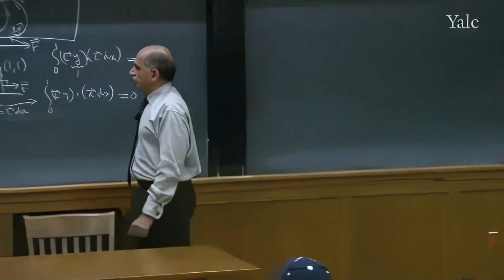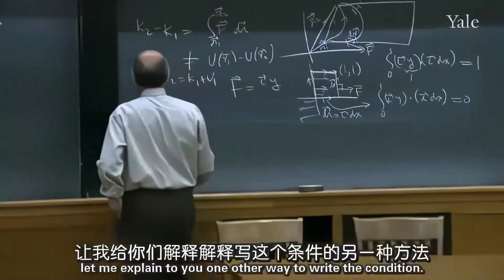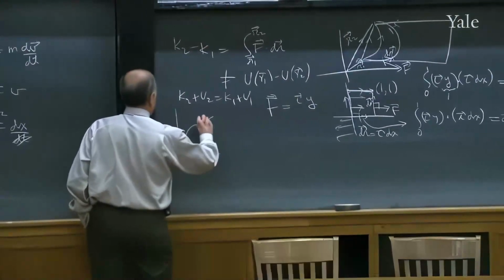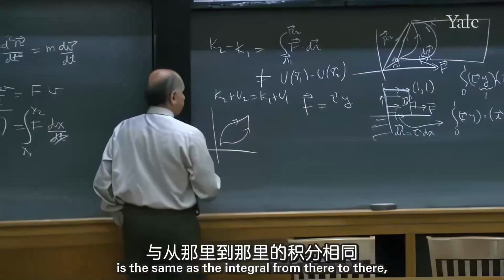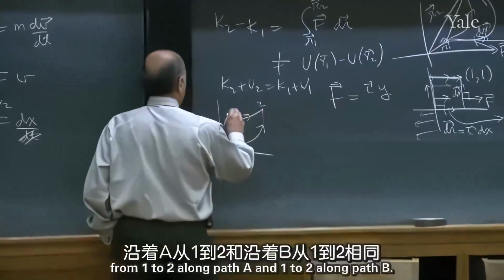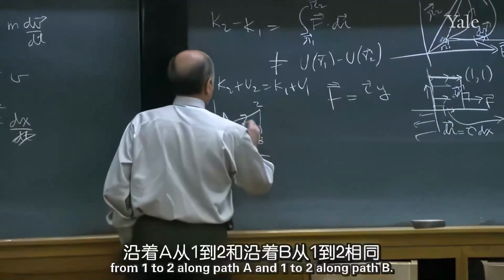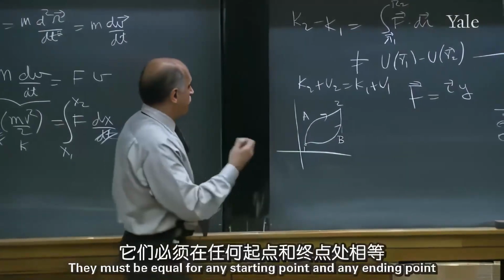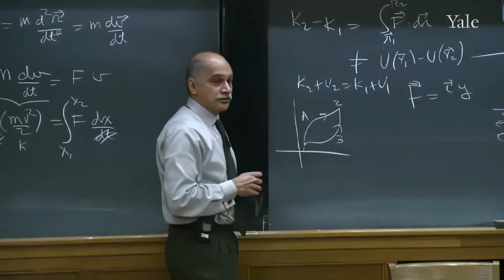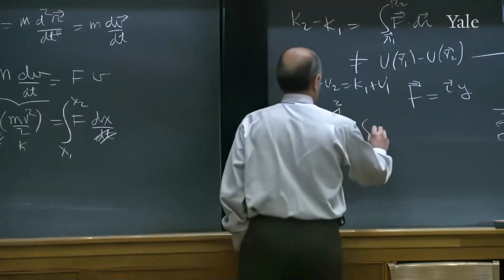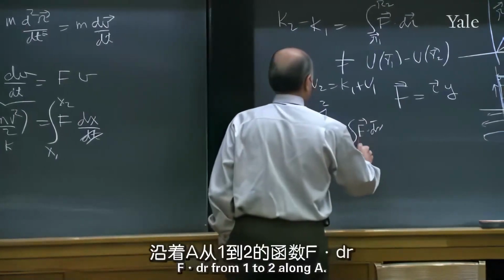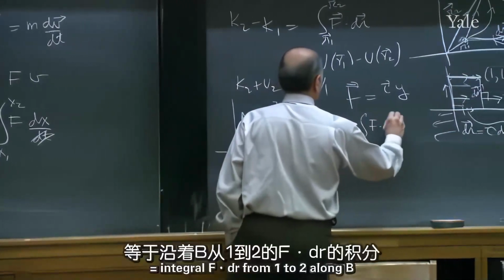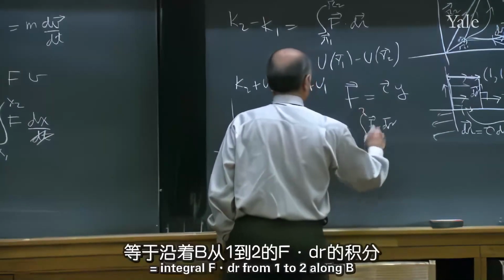Before writing those forces, let me explain to you one other way to write the condition. The condition, namely, of a conservative force is that the integral from here to here is the same as the integral from there to there, from 1 to 2 along path A and 1 to 2 along path B. They must be equal for any starting point and any ending point and any two paths joining them. So what I'm saying is the integral of F dot dr from 1 to 2 along A is equal to the integral of F dot dr from 1 to 2 along B.